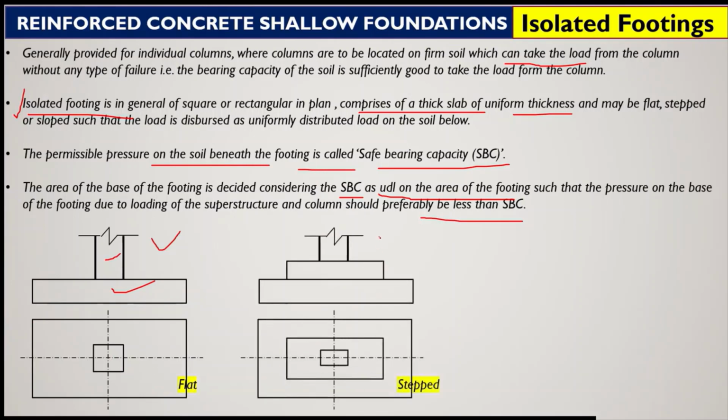Now in this figure, you can see that the column is transferring load in the form of steps. That means footing is in the form of steps. This is one step, this may be another step. A number of steps may be there, and the load of the column will be first of all transferred to the upper step. Then this upper step will transfer the load to the lower step, and ultimately load will be safely transferred to the soil. So this type of footing is known as stepped footing.